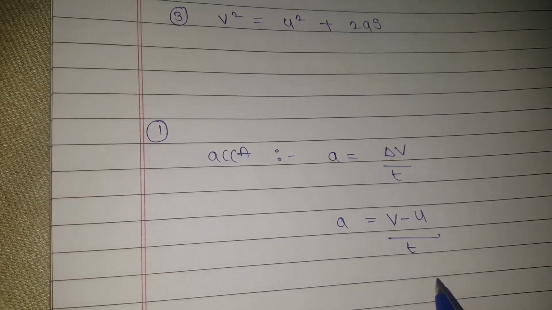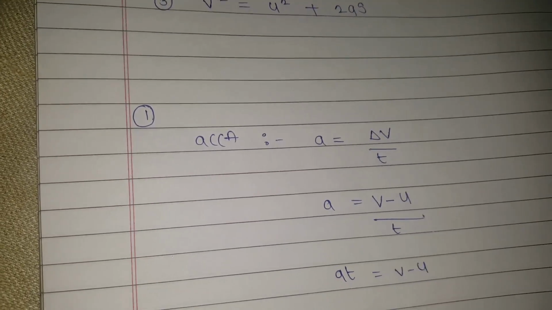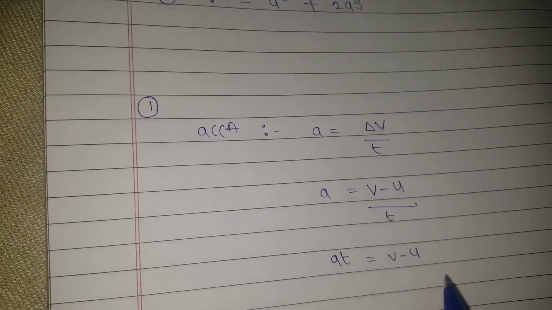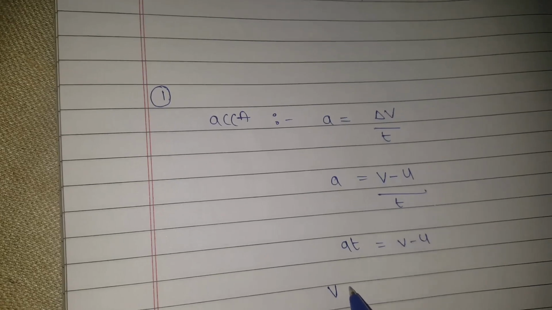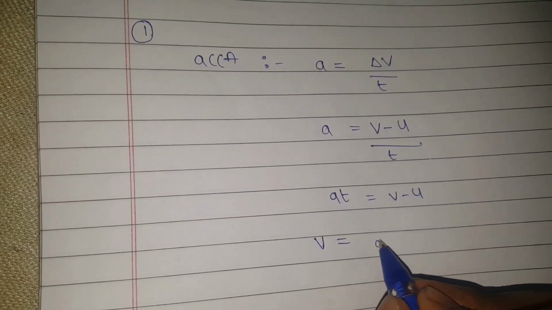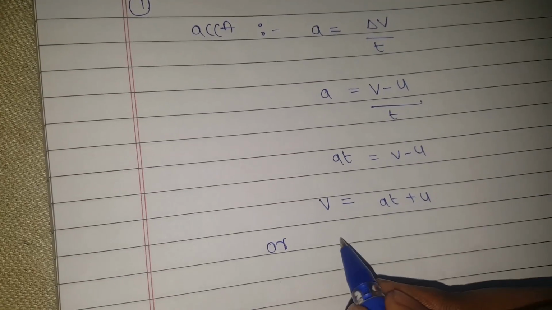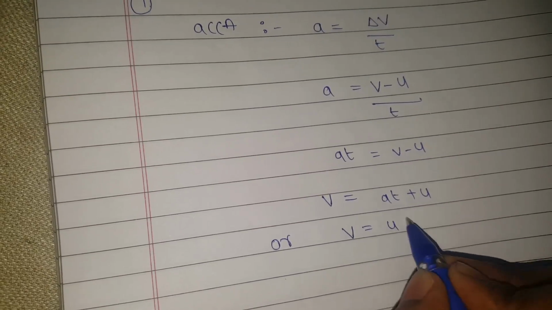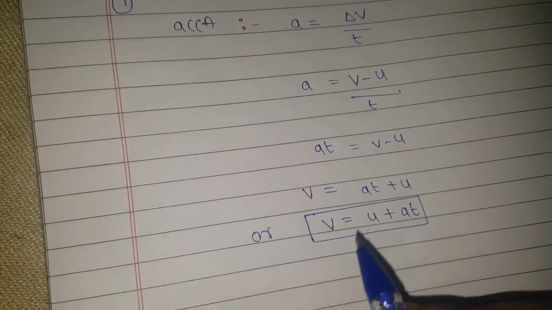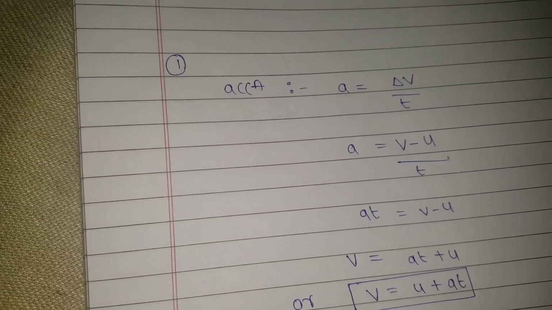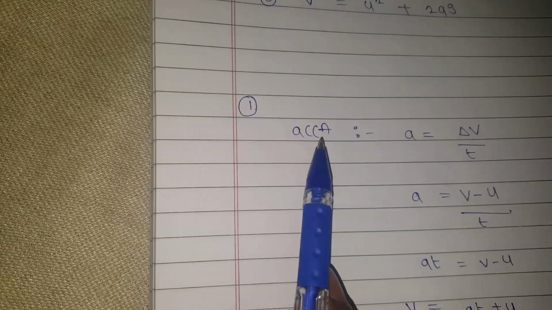Now this t goes to the left hand side and our equation becomes at equals v minus u. Now ultimately for deriving the equation for v, we get v equals at plus u, or one can write it as v equals u plus at. So this is our first equation of motion. Point to be remembered, for deriving the first equation of motion, we have to start with acceleration.